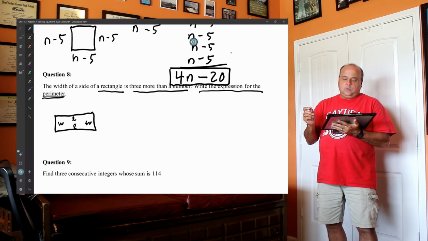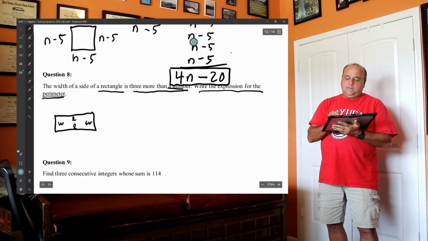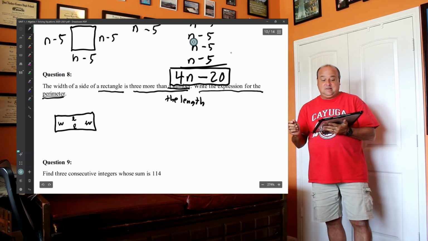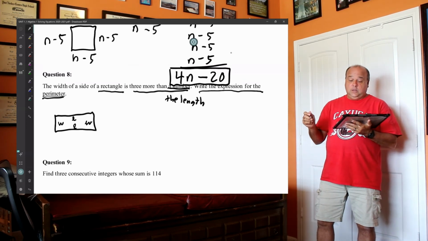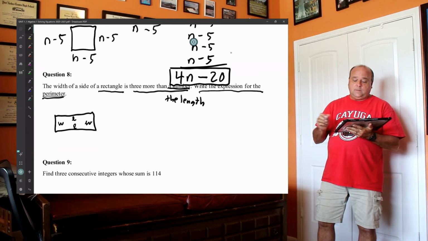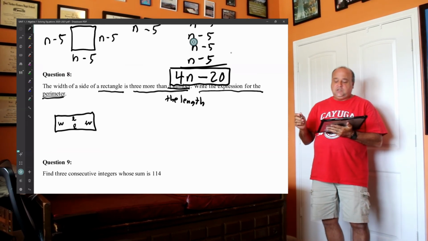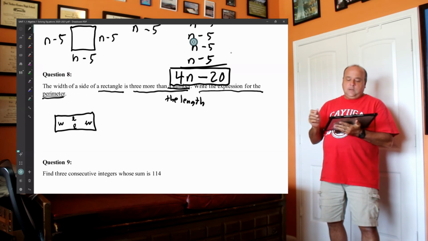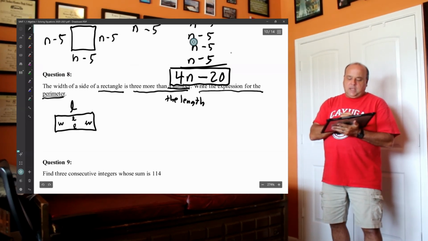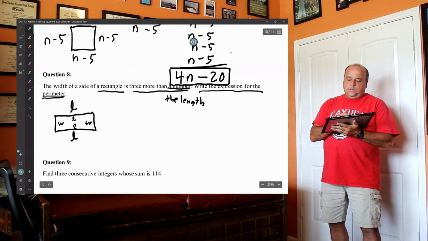Write the expression for the perimeter. It does not tell you what the length is. Let's change this to 3 more than the length. We can't do it because it doesn't compare the length and the width. So scratch out number and change the number to length. So the width is equal to 3 more than the length. So our length will be L and our width will be L plus 3.